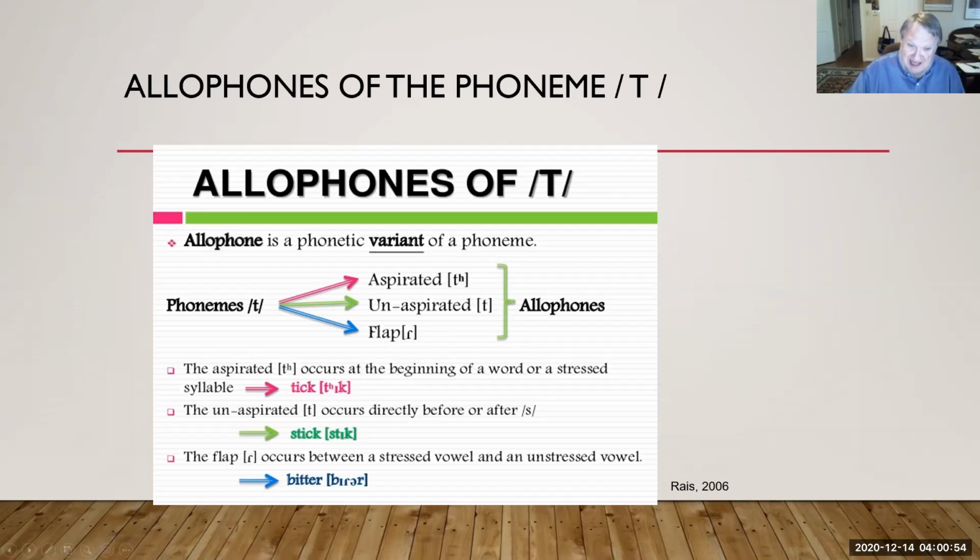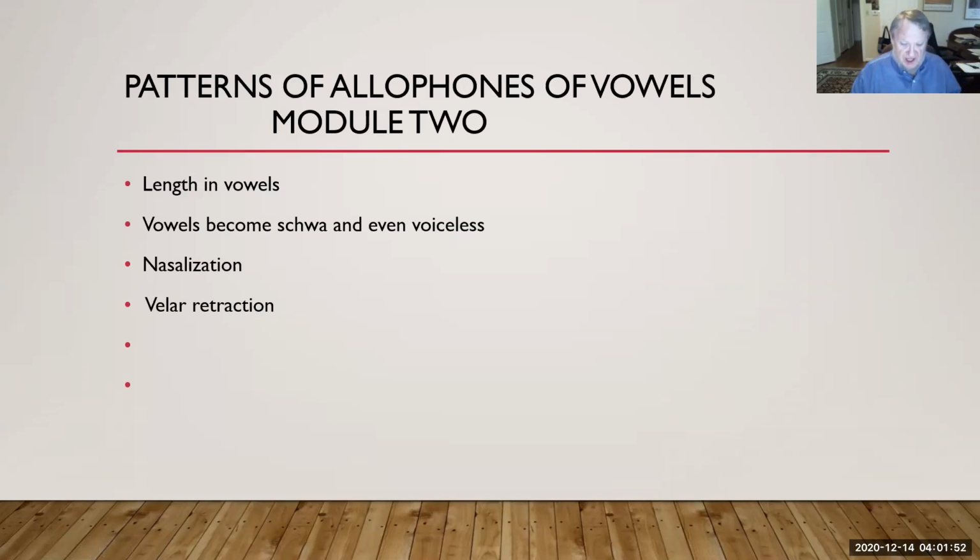Then there's the flap or tap that I mentioned before, which occurs as an allophone of T between vowels. And this gives us examples of that. Aspirated T at the beginning of a word or a stressed syllable: tick. Unaspirated after S: stick. The flap, after a stressed vowel: bitter, butter. Hear the flap there. Not bitter with a T, but bitter with a flap. And notice that one who bids is a bidder, whereas a bit is different from a bid, but bitter and bidder, they're the same. Let's move on. Let's look at vowels.